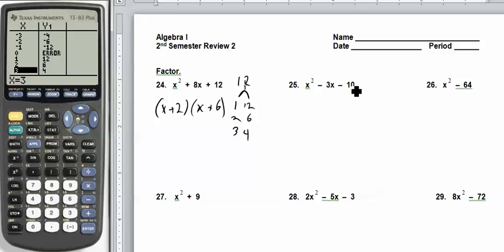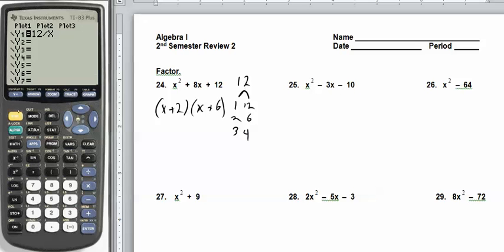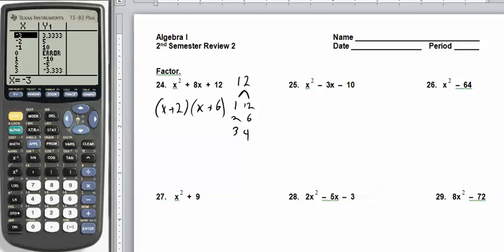Alright, so this one would be a touch different. So if we're going to do this one, we're looking for factors of 10 that when we subtract them equal 3. Or if we go into our calculator and we go negative 10 divided by x, we're looking for ones that when we add them together equal negative 3. So 2 and negative 5 would be our solution there.